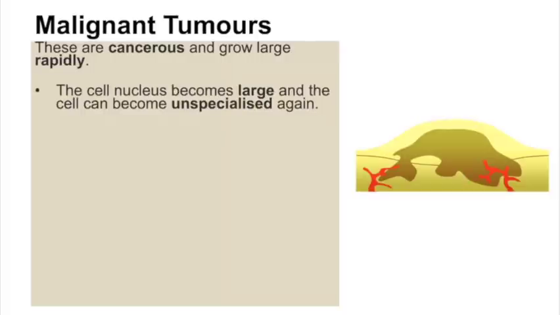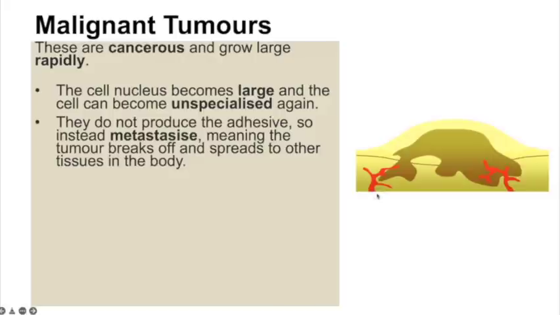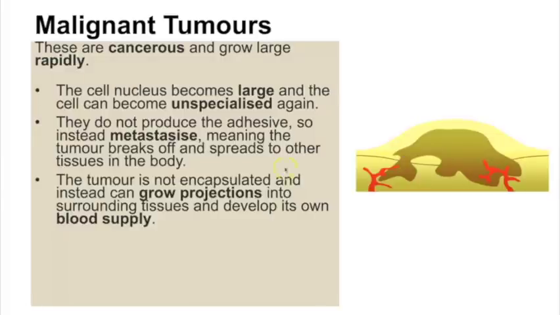Now, in contrast, malignant tumours, these are the ones that are classed as cancerous, and they do grow much quicker. The cell nucleus becomes very large and it returns back to its unspecialised state again. They don't produce that adhesive sticky layer or the capsule, and therefore they can metastasise. And what that means is cells of the tumour can break off, spread through the blood, and therefore lodge in other tissues in the body, and then you get secondary tumours in other organs.